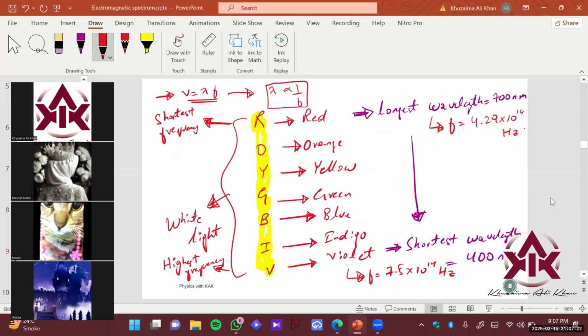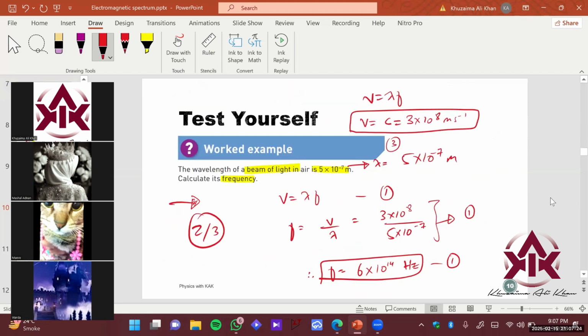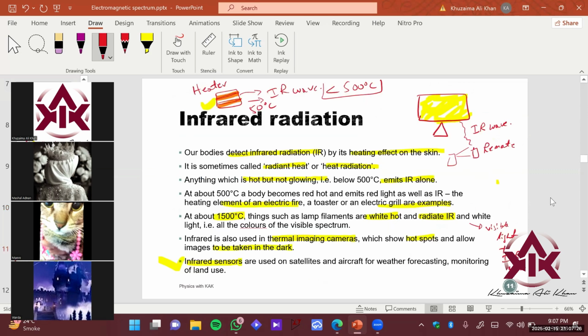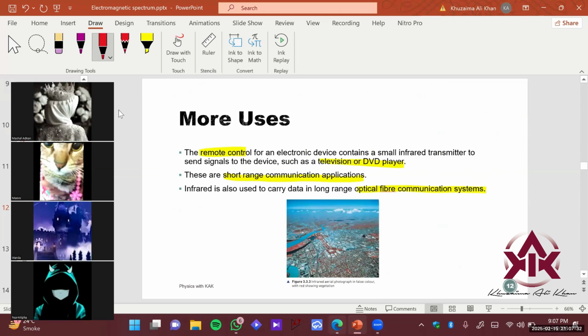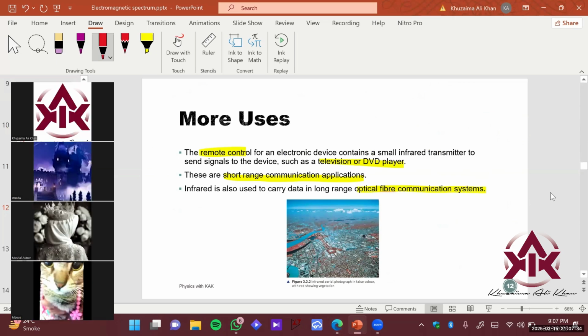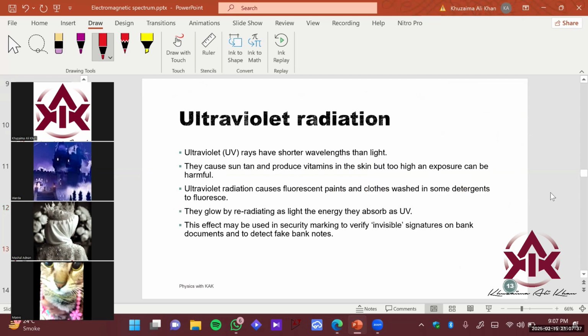ठीक है, so what is UV light? Can anyone share कि UV light का source क्या है हमारे पास? What thing is producing UV light? It is found around the world. Sun. Yeah, it's the sun, right? So ultraviolet has shorter wavelength than light, which you can learn from the diagram which I draw. ठीक है, they cause suntan and produce vitamins, right?